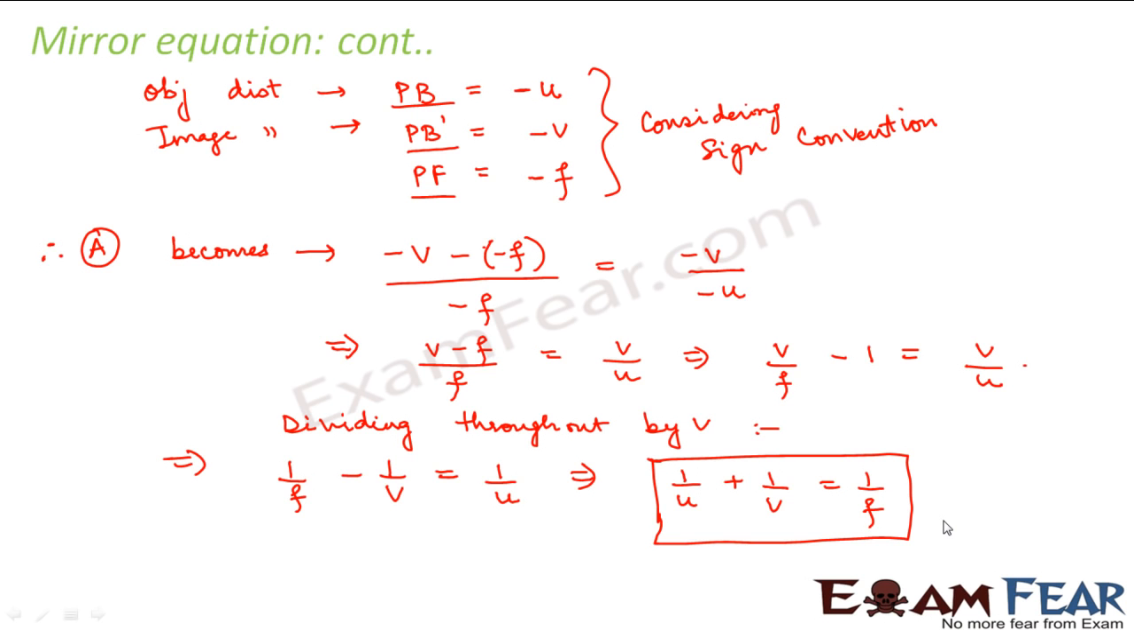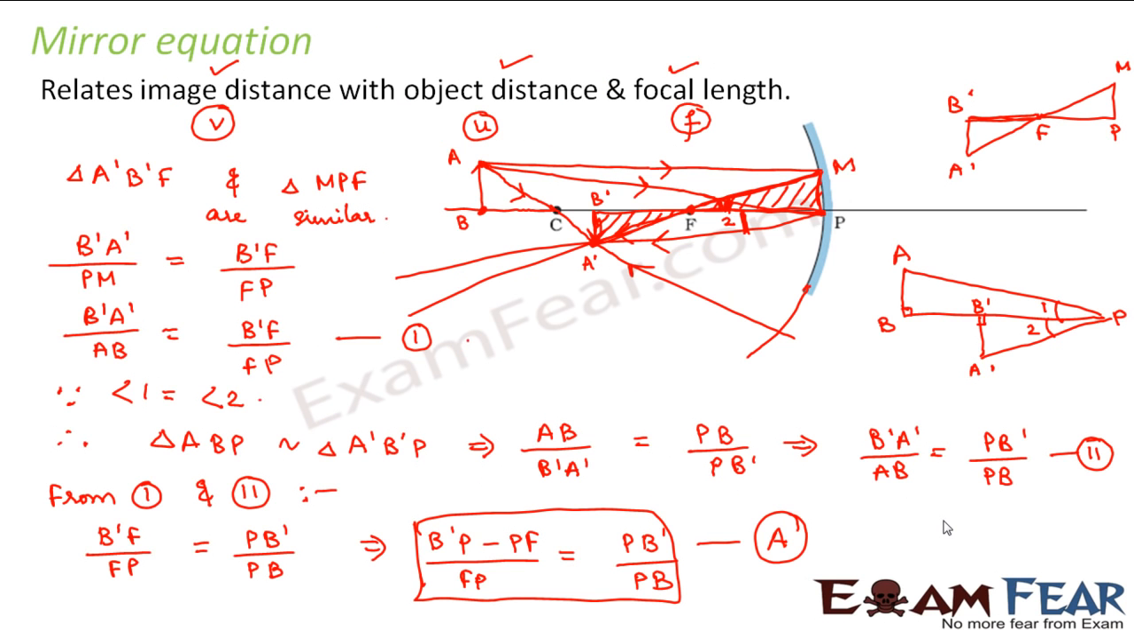Okay, so till now we took into consideration the concave mirror and we derived the mirror equation. Now we will see how the mirror equation changes in case of a convex mirror, or whether it remains the same. So how does it change in case of a convex mirror? So let us look at.